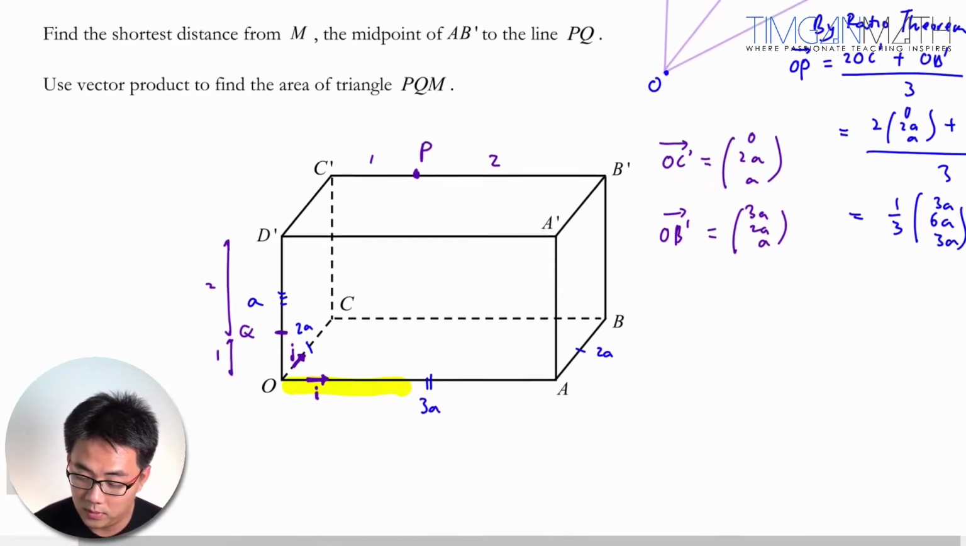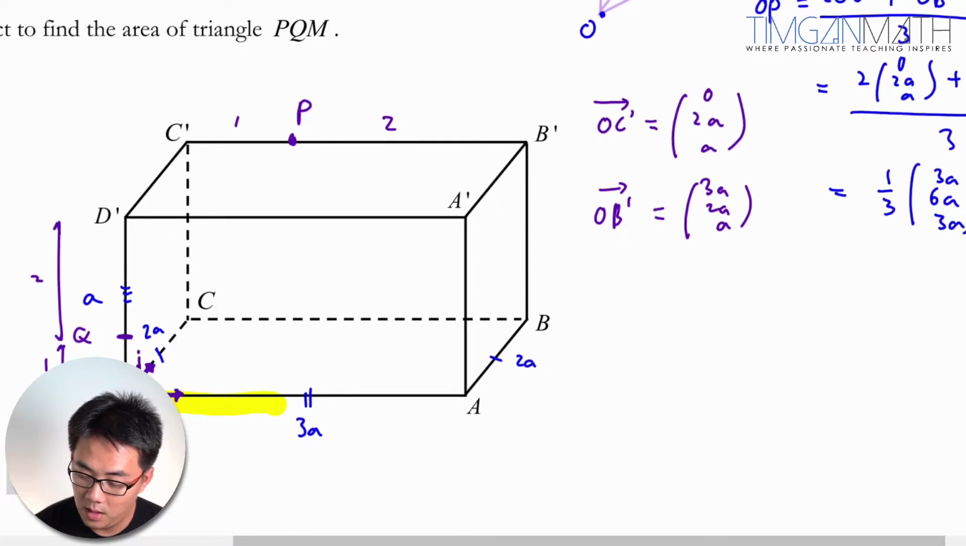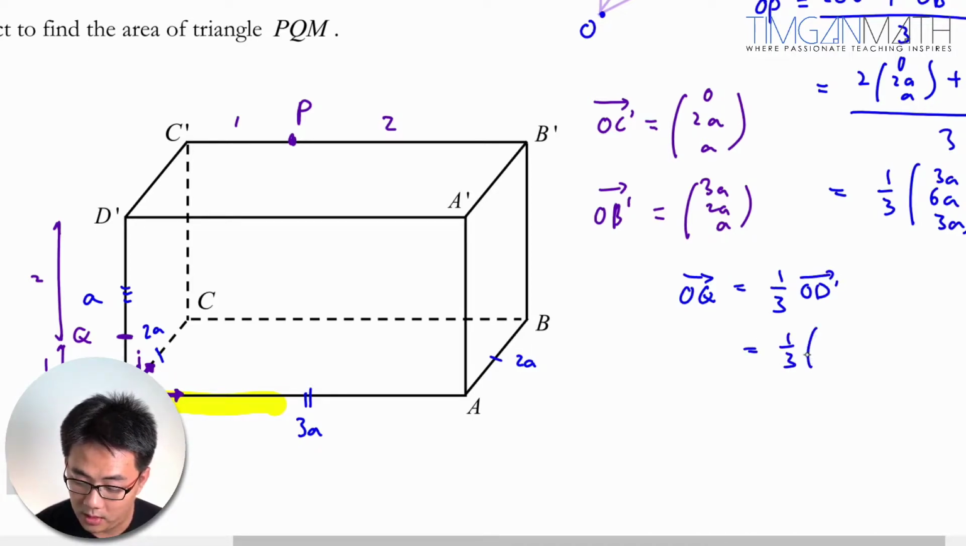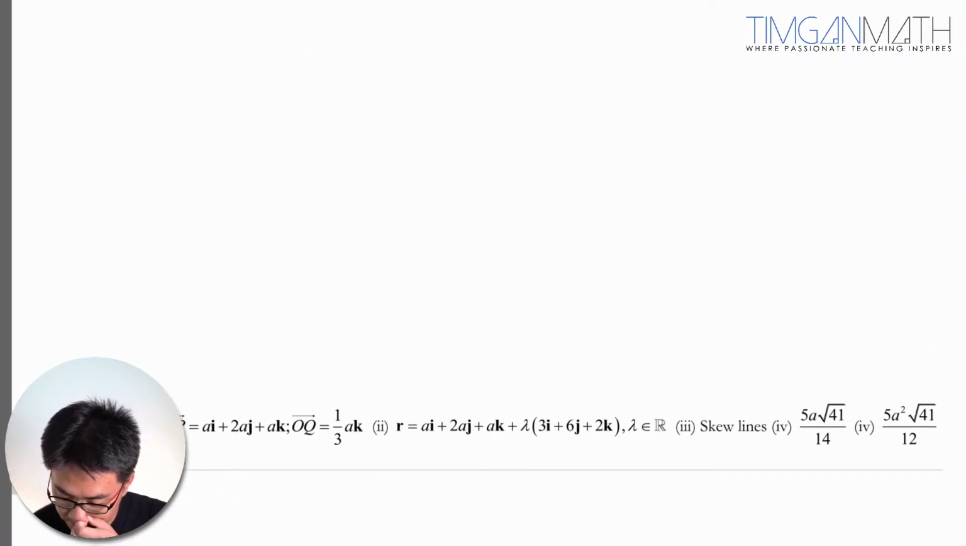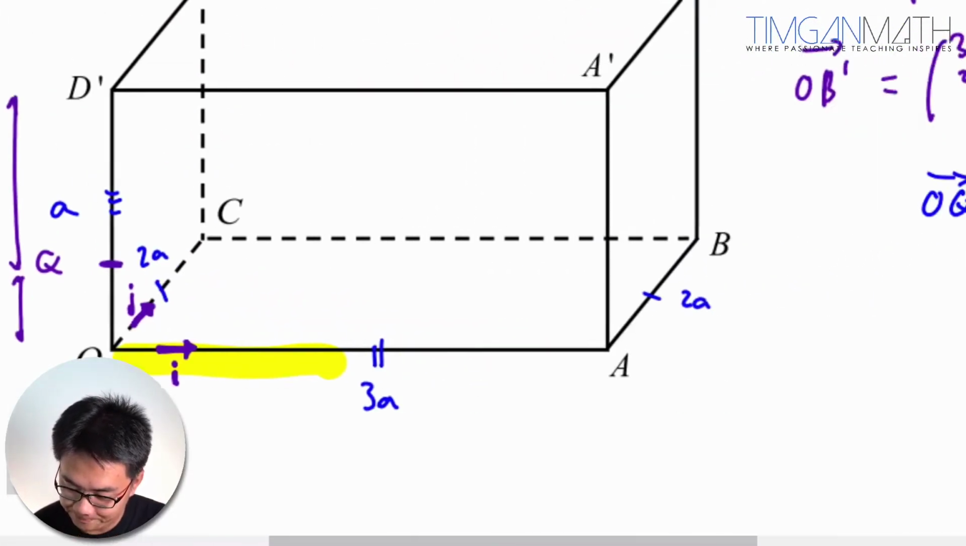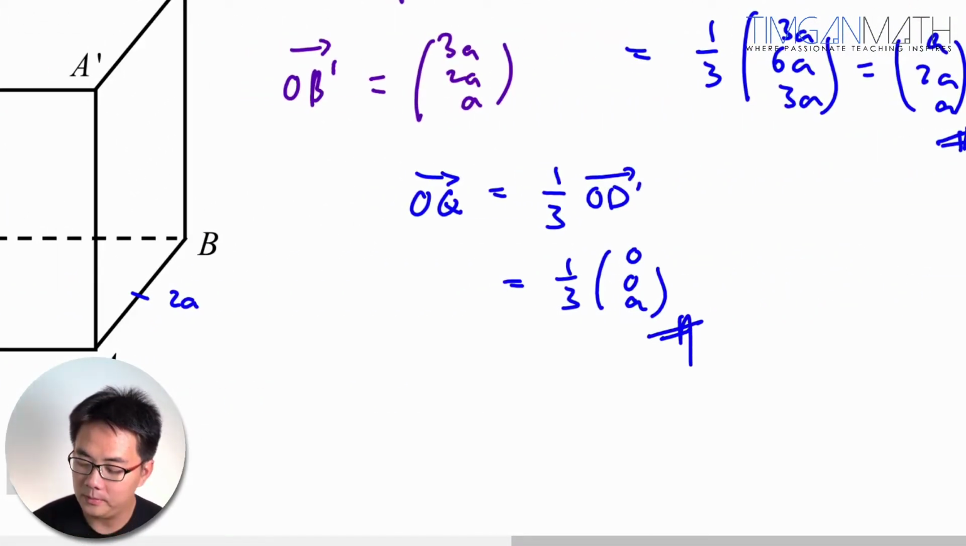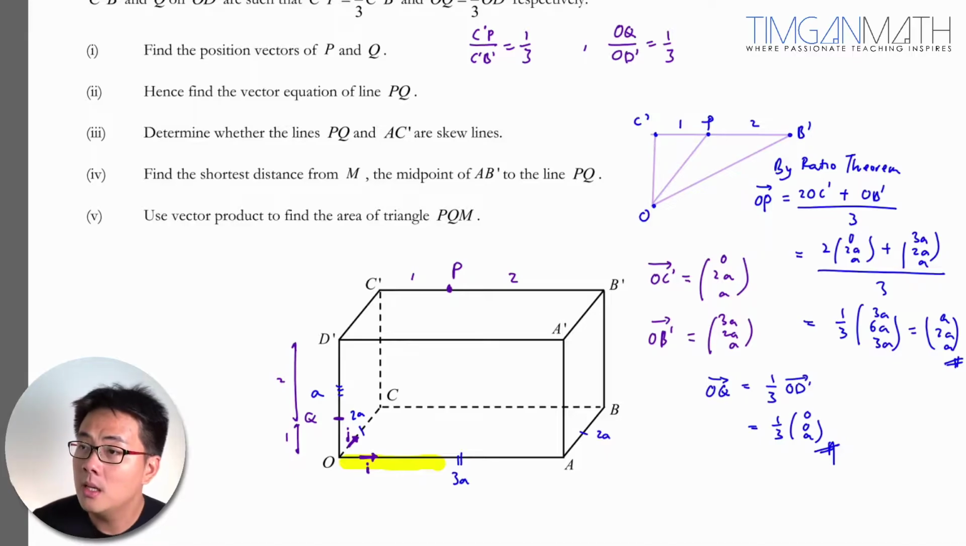Find OQ. So same thing. OQ is quite straightforward. OQ is actually just 1/3 of OD prime. OD prime is just, if I didn't interpret it wrongly, 0, 0, A. Let's hope it's correct. Yeah, that's the one. So there you go. That's not too bad. By ratio, just do the ratio.